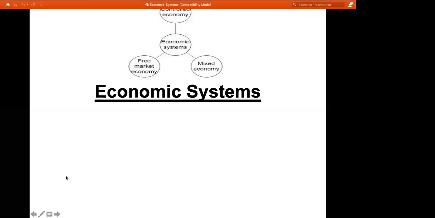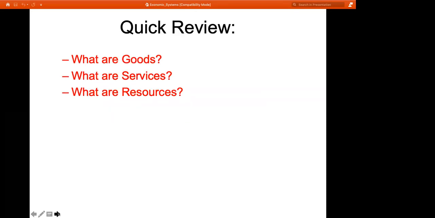So economic systems. Before going to the presentation, let's briefly cover what goods, services, resources, and scarcity are. Goods and services are the things which we consume in day-to-day life to satisfy our wants, and resources are the means through which we procure goods and services. And scarcity means the resources are not unlimited or infinite, so they are scarce, and they possess opportunity cost.